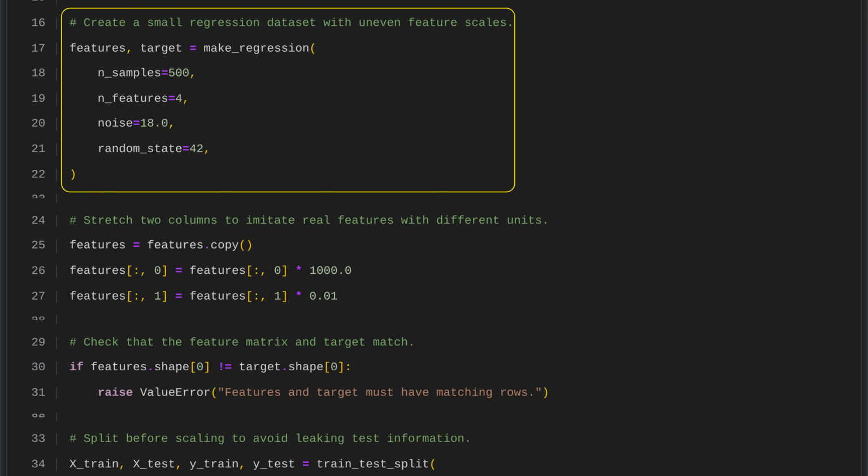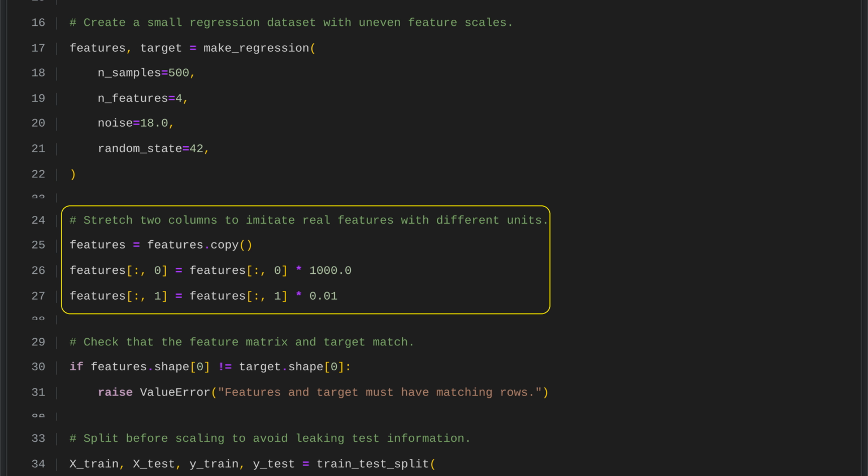We create a small regression dataset using Scikit-Learn's make_regression function with 500 samples and 4 features. Added noise makes the data more realistic, while a fixed random state ensures the same dataset is produced each time. This makes the setup useful for consistent model testing and comparison.